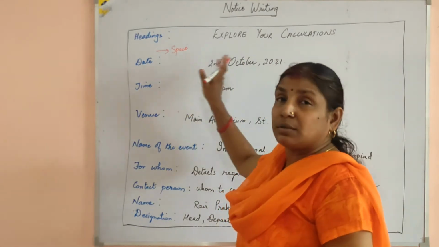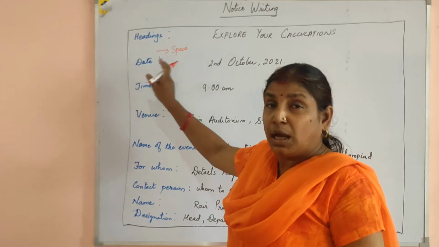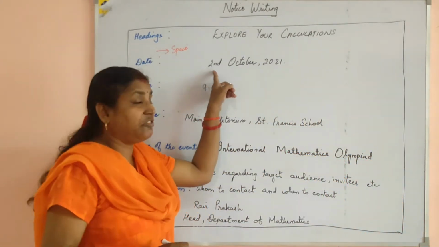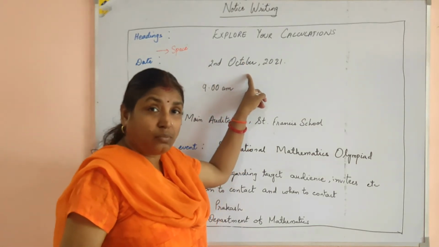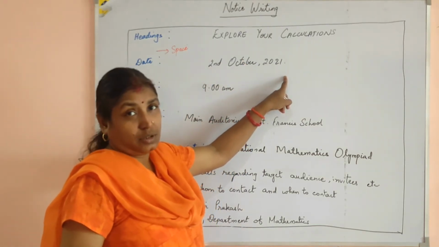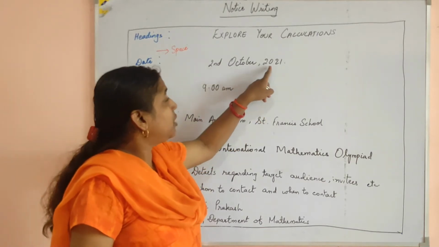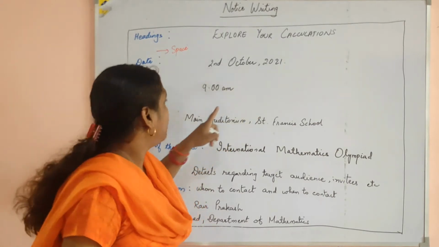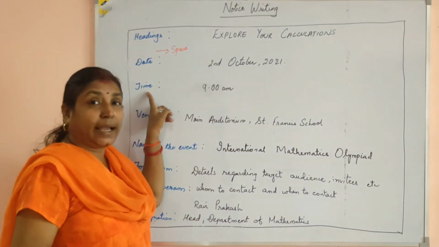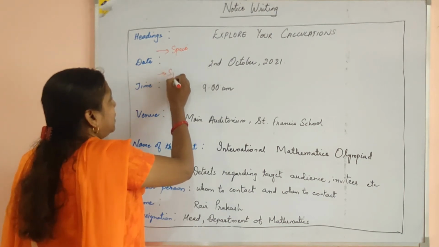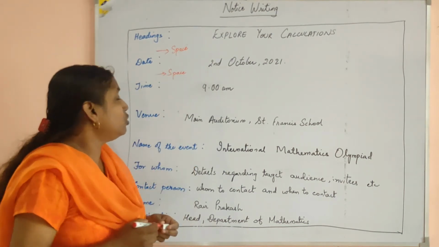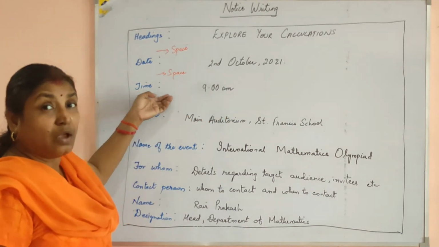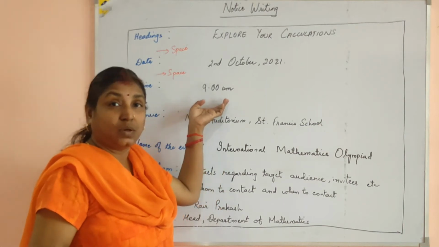When you write the date, the word "date" is not to be written, and it should be written in this format: numeral followed by suffix, month written in full form, and then the year. Not only this, there should be a comma between the month and the year, and end with a full stop. Next step is your time. Again, one line gap will be left here. So date, leave one line and then write down the time when the event is going to be held.